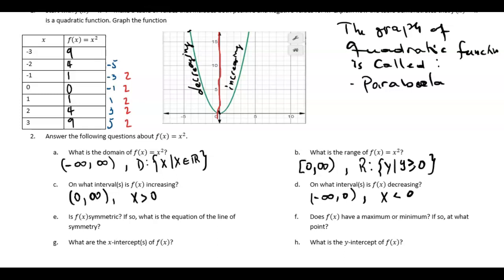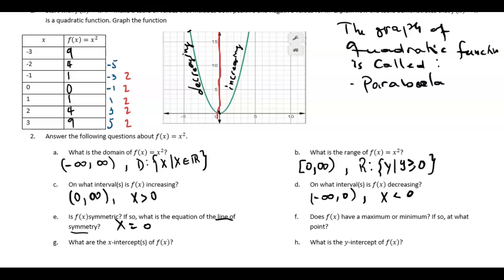Okay. So in this case, when you have a vertical line, that means x equals something. So the line of symmetry will be x equals 0. Okay? So your line of symmetry is always x equals whatever number that is. Whatever vertical line splits the curve in half is your line of symmetry, and it's always going to be x equals whatever number that line goes through.